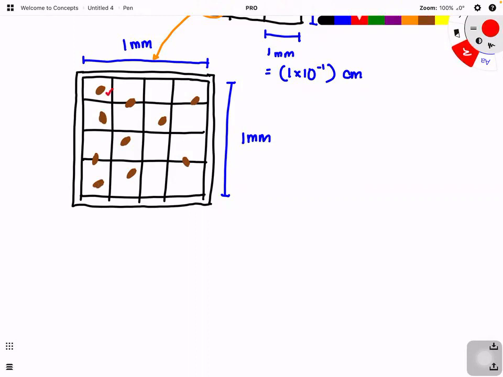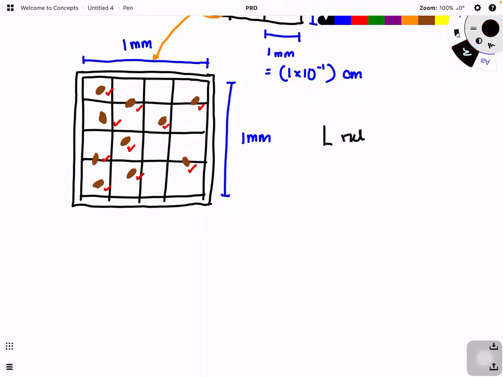So this one we count. 1, 2, we count. Okay, we count the cells. Are you clear? Now, how about the cells that are partially inside the grid, partially touching the outer line? Then we use the L rules. Now, what do I mean by L rules?